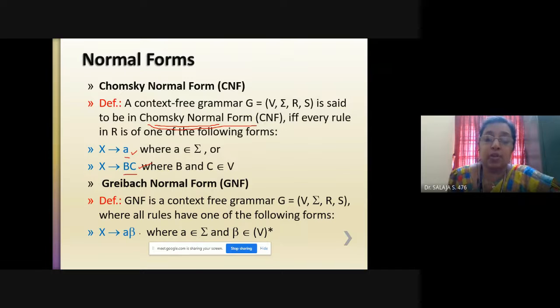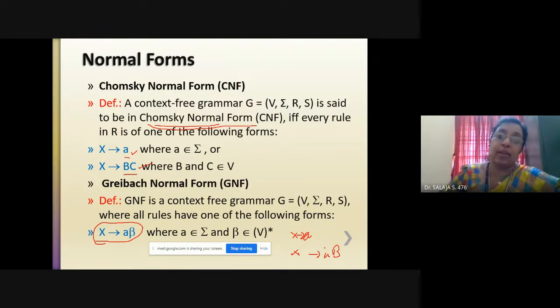And the next one is Greibach normal form, which you normally call GNF. There the production should be of the form X produces A beta, where A is a terminal and beta can be a variable closure. So X produces A is allowed, X produces AB is allowed. After A, the first character has to be a terminal, followed by any number of variables, which is allowed in a Greibach normal form.